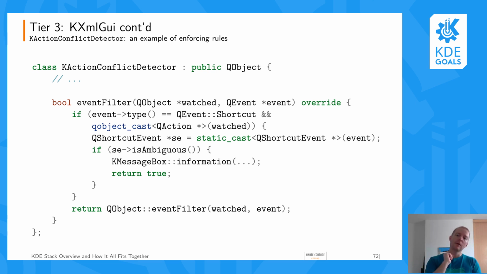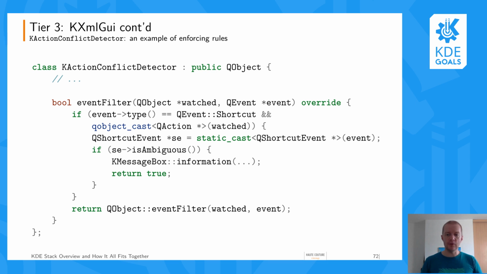And so we have a KActionConfigDetector in there, which is inheriting from QObject. And you remember when I was mentioning event filters earlier? That is an event filter. And that event filter, we actually set it on the application object. So we see all events for any object. And so in the event filter, we are checking if that event type is a change of shortcut, okay?